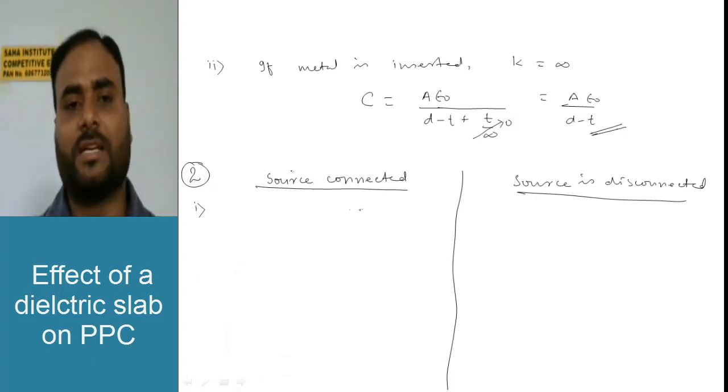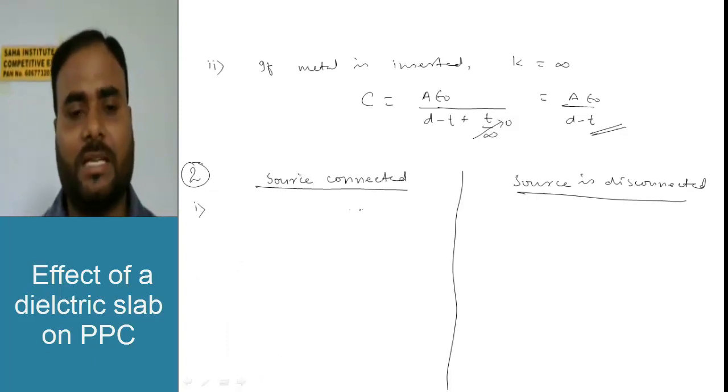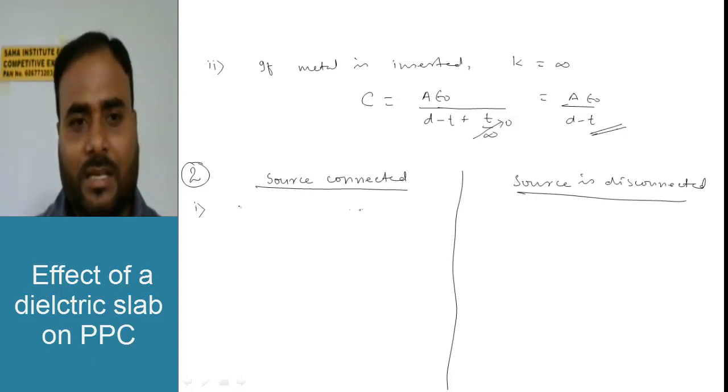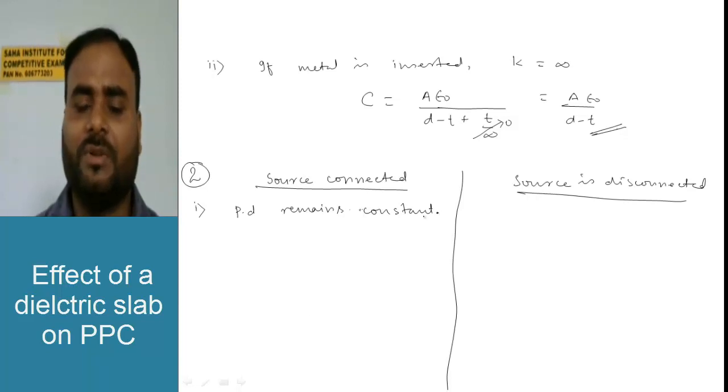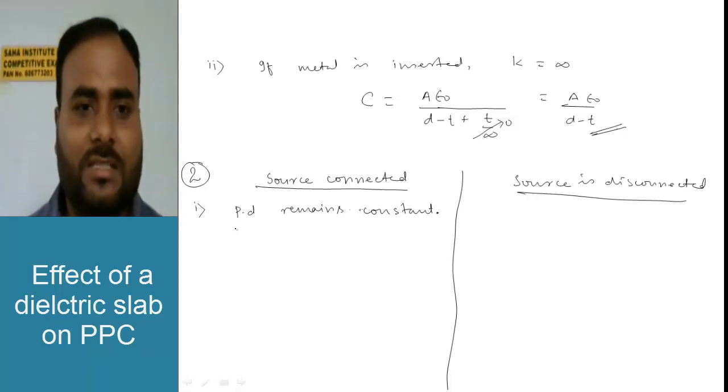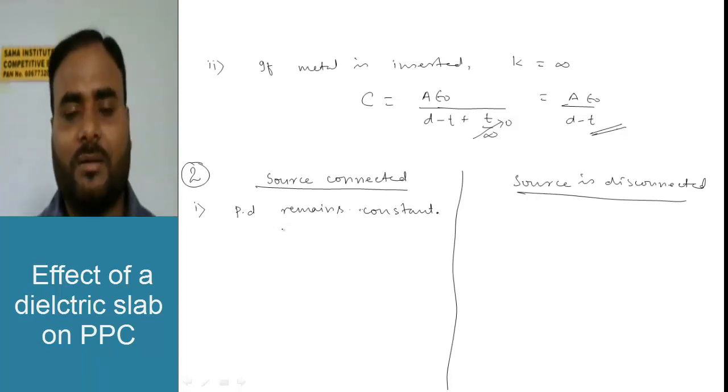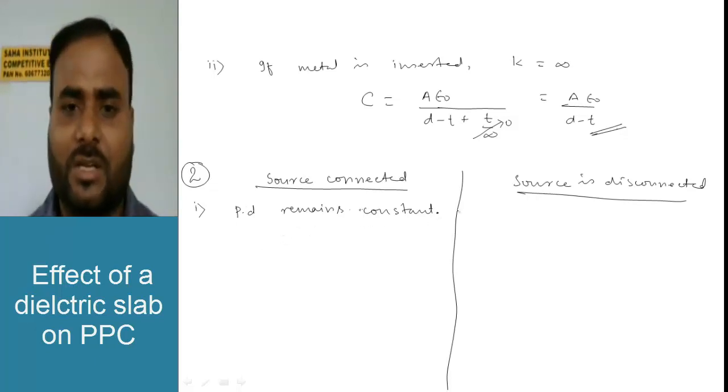So what we understood here is that when the source remains connected, the PD will remain constant. Remember this important thing: PD remains constant. The potential difference across the capacitor always remains constant because there is the source which will always ensure that the PD between the plates of the capacitor is constant.